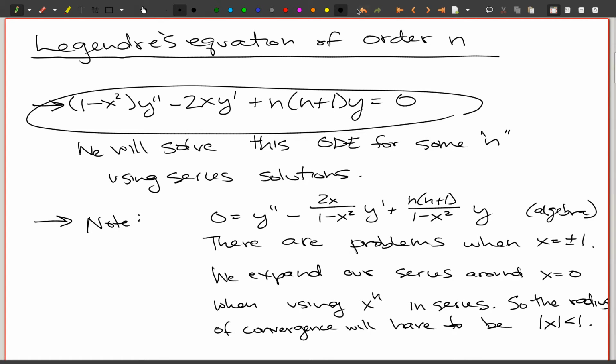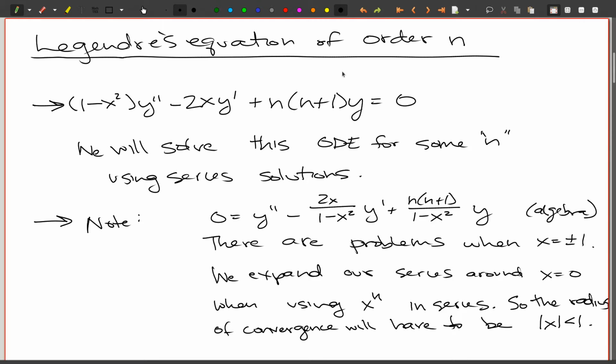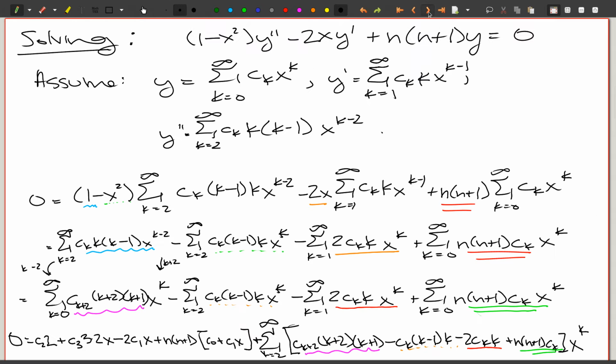We did it for general values n, but when you work on it, this will be a number to you. And we said that we were only going to think about this type of thing when the absolute value of x is less than 1, because we anchor from 0 when we do our series solution, and then we can't cross 1 because of what's in the denominator when you isolate y double prime.